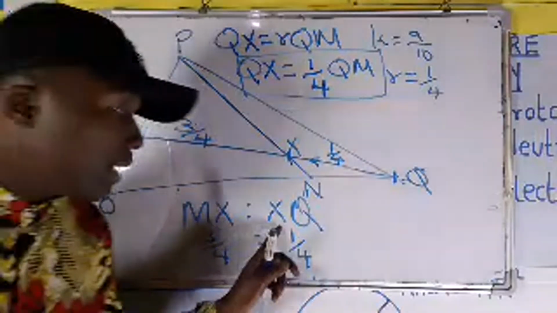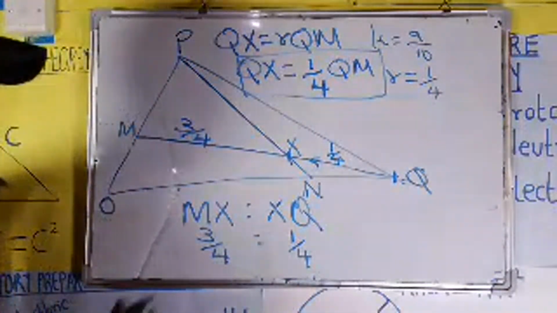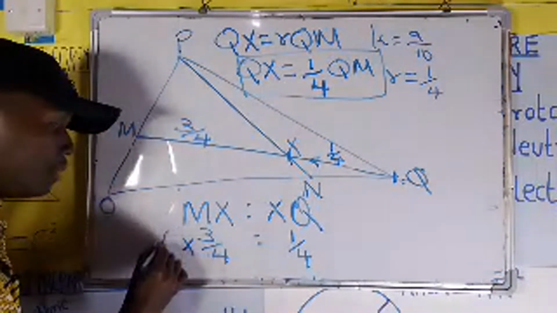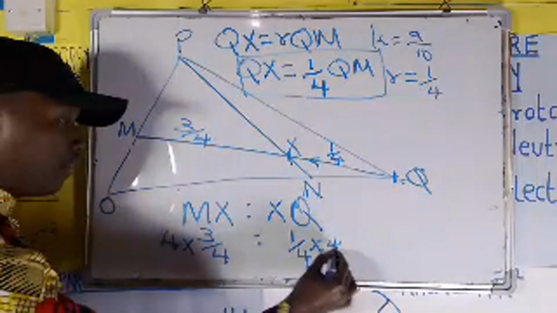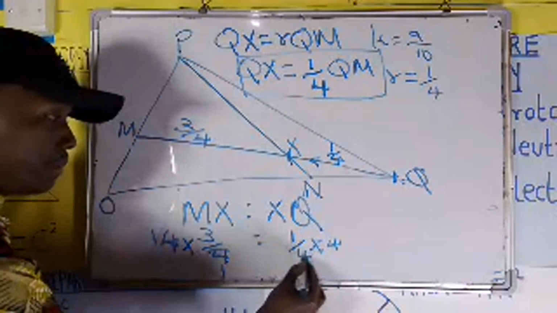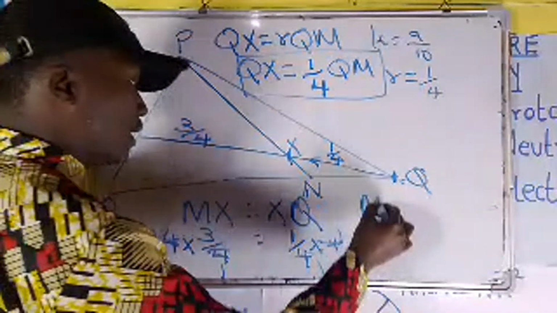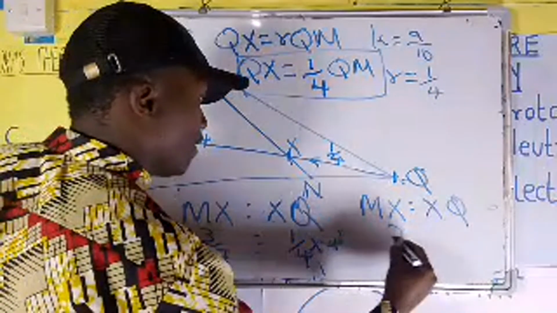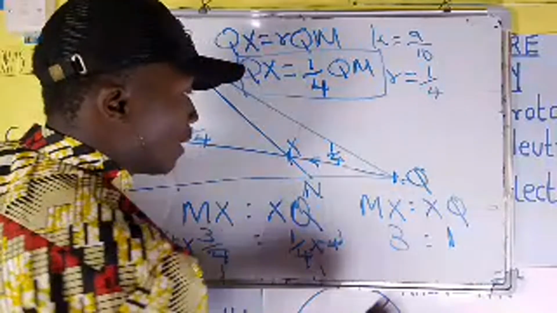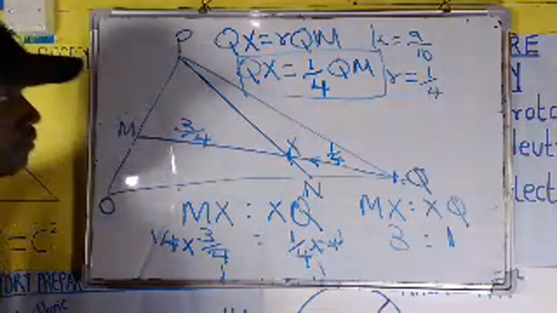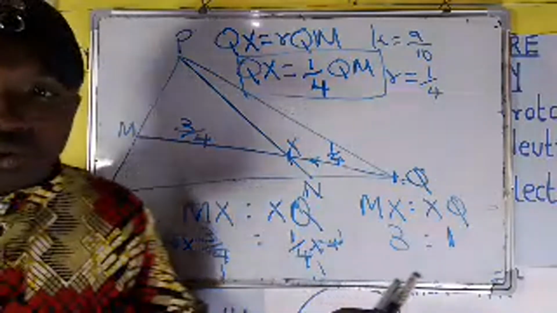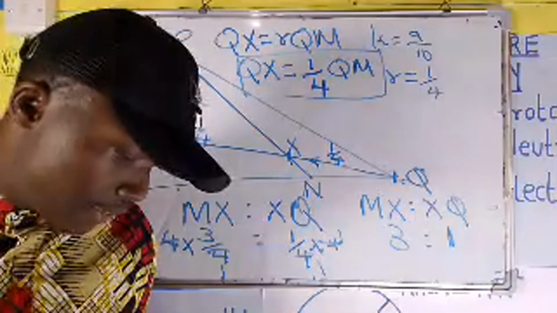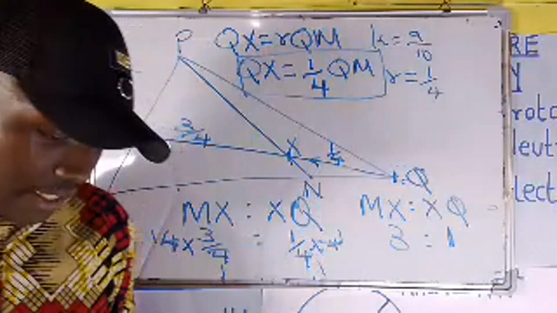But we cannot give our ratio in the form of a fraction. Since our denominators are both 4, our LCM is 4. So we multiply by 4, and the 4s simplify. We will be left with the ratio of MX is to XQ being 3:1. That is the ratio in which X divides MQ.